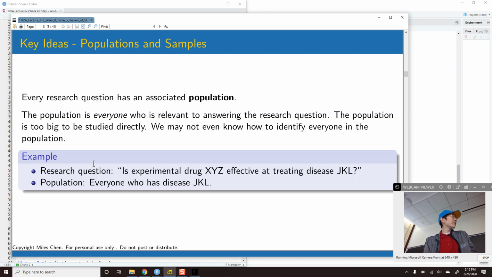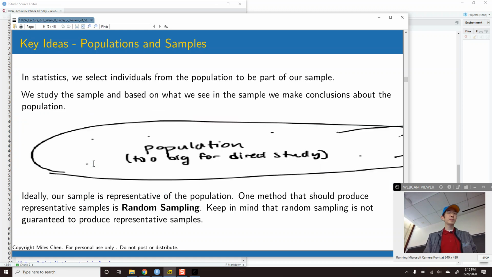right. But anyway, let's say your question is: is some experimental drug effective at treating disease JKL, right? So you've got maybe some new diseases out there, and you want to know, is this drug treatment effective, okay? Well, the population there is everyone who's got the disease, okay? And who has the disease? We don't know, right? That's a difficult population to track down, okay? So, okay, my picture got all messed up. Okay, I'll show you what the picture was supposed to be. It's not that impressive of a picture, okay?